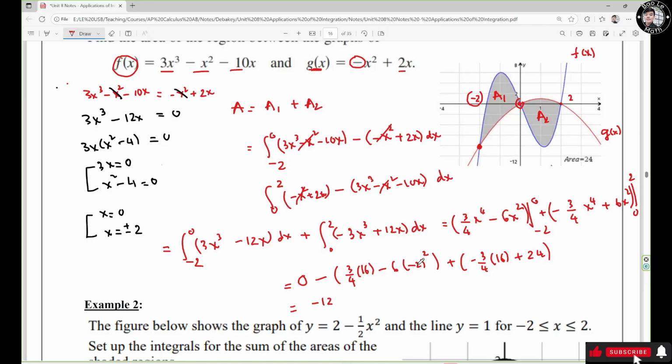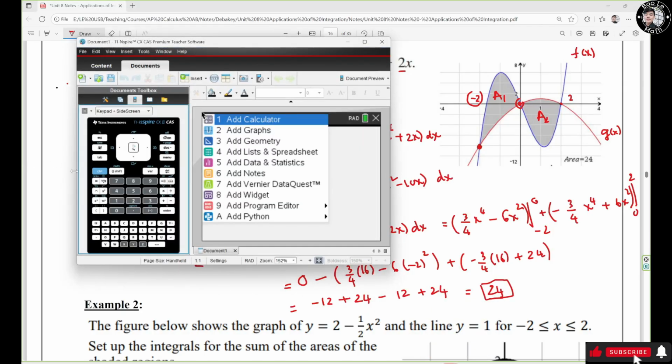And this one right here, (-2) squared is 4, right? 4 times 24... So you have the negative sign right here, it's going to be -24. So you multiply by -1 right here, it's going to be plus 24, right? Similarly, this one turns out to be -12 and then plus 24, right? And if you simplify this one, it's going to be 24. This one is the final answer. You can use the calculator to check your work, right?